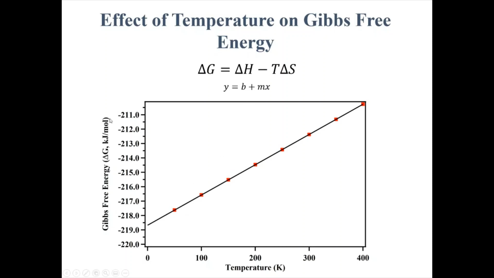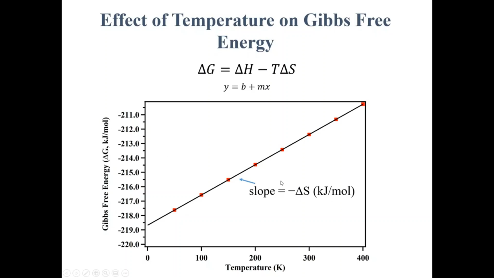So you can see that our y is the Gibbs free energy, as we had here. Our x is the temperature, which we have here. So then what this means is that if T is x, our slope of this line is going to be minus delta S. And this slope is going to have units of kilojoules per mole because our delta G is reported in kilojoules per mole.